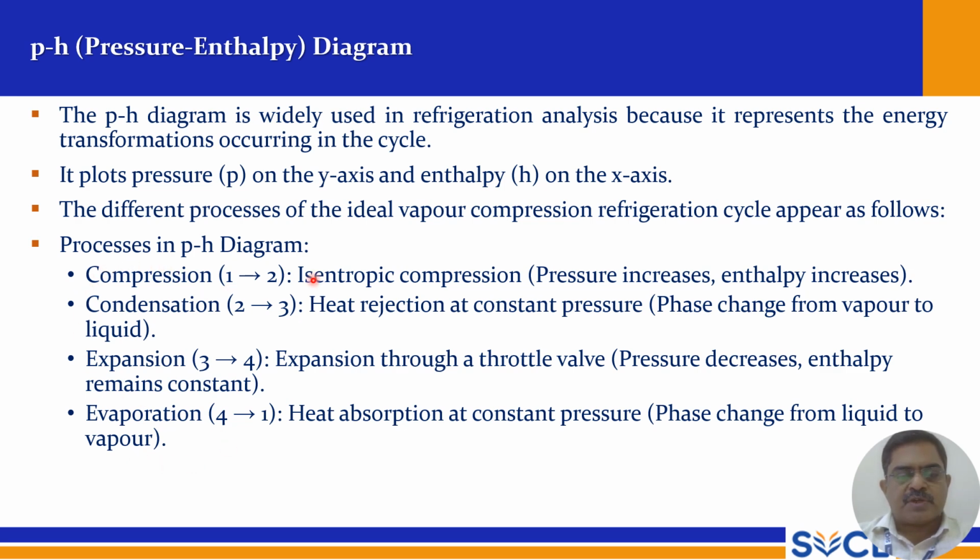During compression, only the vapor gets compressed. So all these processes are happening in a cyclic manner. These are the four steps happening in the vapor compression refrigeration cycle. Already we have discussed this in our earlier session. Now we are going to discuss its diagram, the pH diagram.